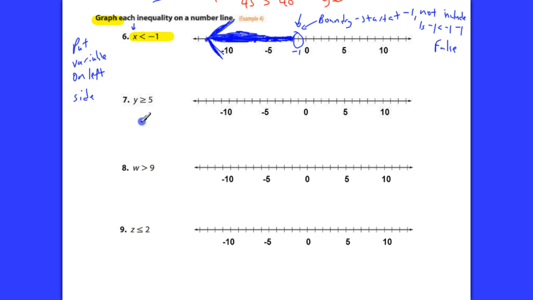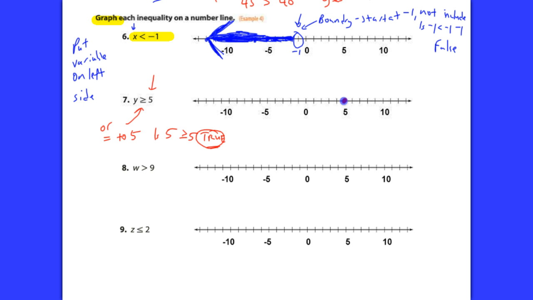Now you'll notice in number 7, it has the line underneath that means or equal to. So y is greater than or equal to 5. Okay, well let's go to 5. Let's find that. 5 is right here. So here's the question. Is 5 greater than or equal to 5? Is that true or false? 5 is greater than or equal to 5. It's true. 5 equals 5. Therefore, 5 is to be included in our solution.